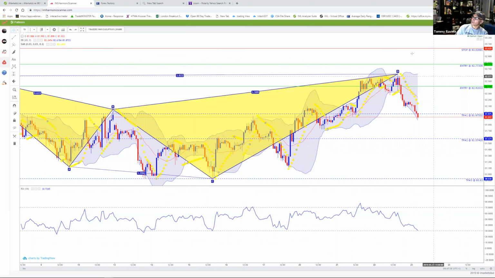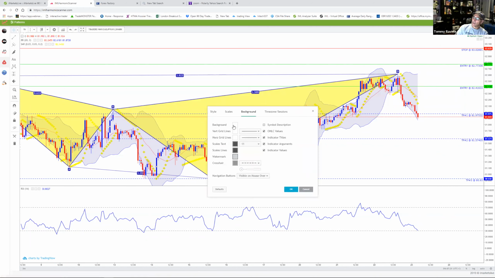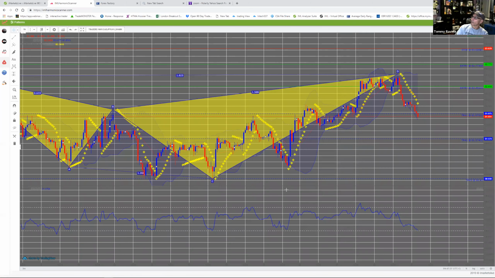Now, it's kind of hard to see on a white screen. So if you go anywhere on the screen and right-click, come down to Properties, you can come over here to Background, and you can make the background a little darker. I'm just doing this so you can see what the heck I'm talking about.